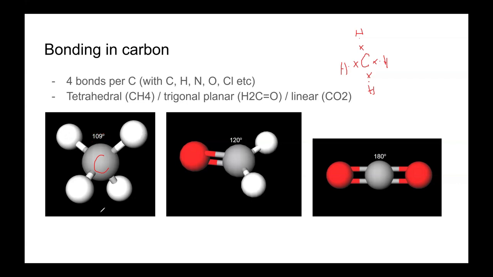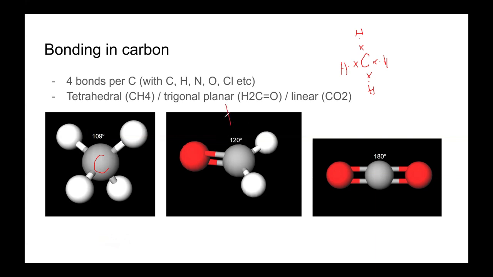One way to visualize this tetrahedral structure is that you can draw yourself a cube. If your carbon atom is located at the center of this cube, then your four groups attached to carbon will be located at four of the vertices of this cube. If you do your trigonometry, you will find that the angle is approximately 109 degrees.